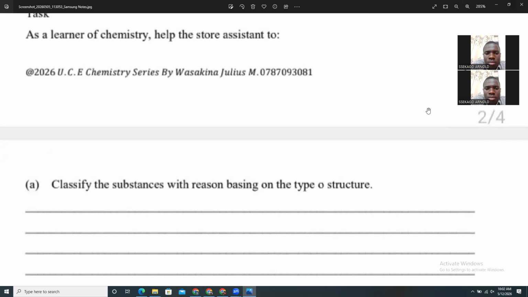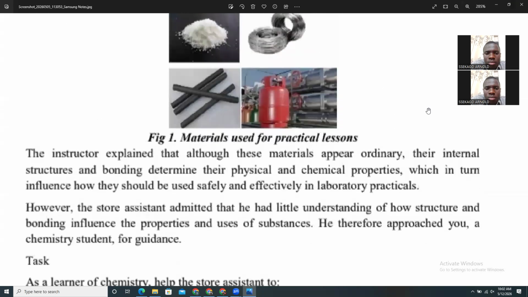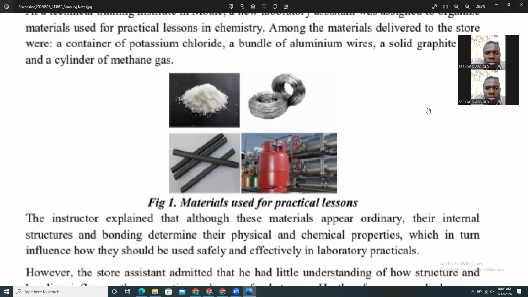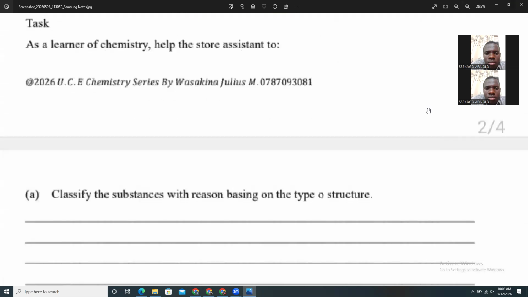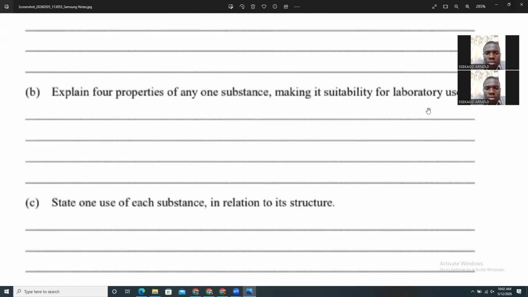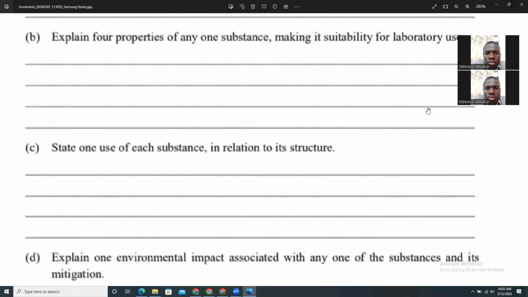And the substances of consideration which were highlighted in the item were potassium chloride, aluminium wires, solid graphite, methane. We explored part A exhaustively. Same applies to part B, if I recall very well. Then in part C, they wanted us to state one use of each substance in relation to its structure.